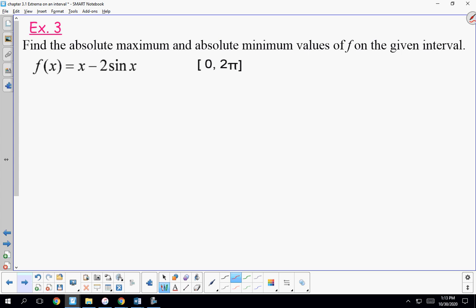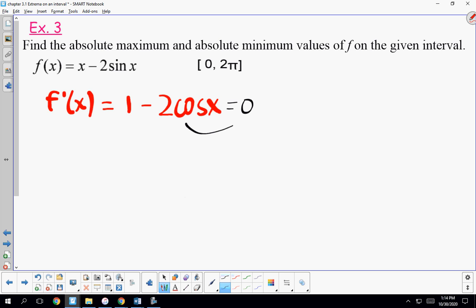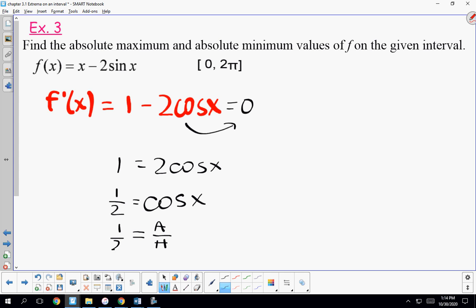So here we have a trig function. We're going to do the same thing. So we need to find our critical values. We need to evaluate them. So in this case, my derivative is going to be 1 minus 2 times the derivative of sine, which is just cosine. And I need to see when this guy equals 0 and when the derivative does not exist. In this case, cosine is defined everywhere, so it exists everywhere. But I can set this equal to 0. If I take this guy to the other side, I get 1 equals 2 cosine x. If I divide by 2, I see that I'm looking for some angle in which the cosine is 1/2, or adjacent over hypotenuse equals 1/2.